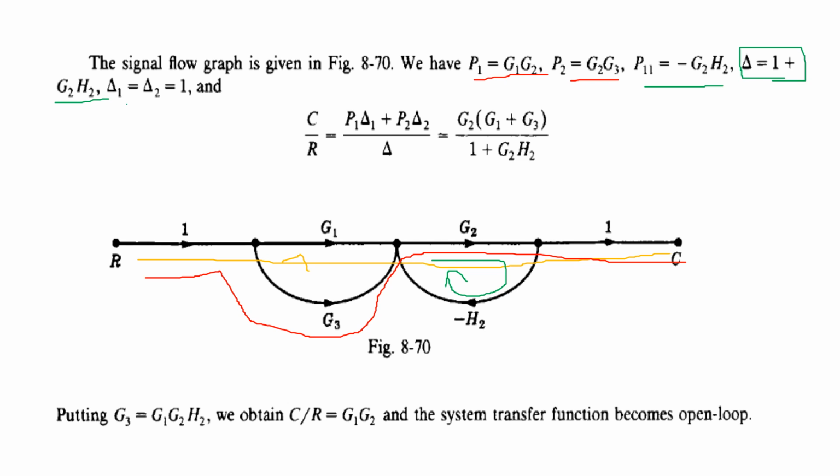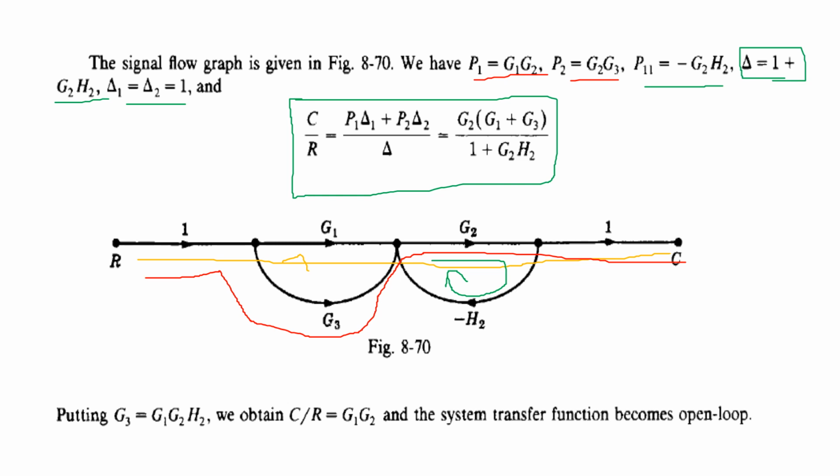Delta 1 and delta 2 are taken as equal to 1 because we have only one loop, so there is no non-touching loop in this particular example. So finally we are able to get the transfer function for this simple flow graph as equal to P1 delta 1 plus P2 delta 2 divided by delta. When we replace all these values, we get the transfer function as equal to G2 into G1 plus G3 divided by 1 plus G2 into H2.